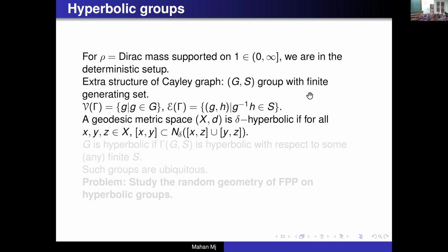That's correct. So a geodesic metric space is delta hyperbolic if any side is contained in the delta neighborhood of the union of the other two sides, for all triangles. And this delta has to be uniform. We'll come to that. Very good. For delta equal to 0, these are free groups.